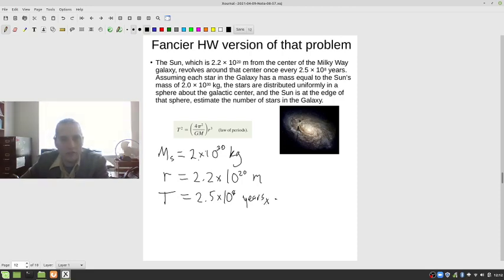When I see a unit like that, I think to myself, okay, 1 year is 365.25 days, and then 1 day is going to be 24 hours times 60 minutes times 60 seconds. So you can change your T into seconds if you want to.